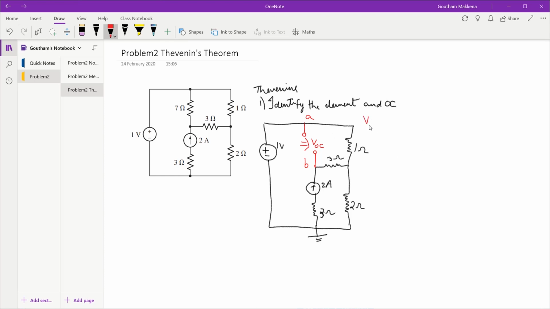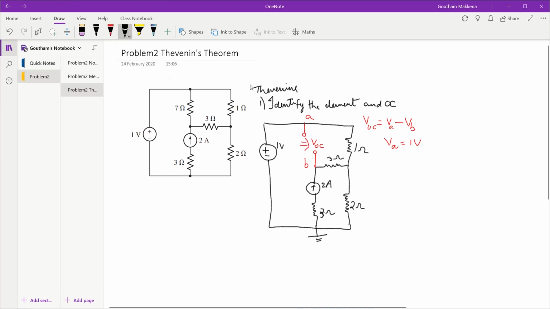So what would be VOC? VOC is nothing but, in this case, VA minus VB. From the problem it is clear that VA is at 1 volt, so VA is equal to 1 volt, and my immediate goal is to find out VB. Once I find VB, I would have found VOC if I subtract it from VA. Now this is my circuit to work on. Remember, we always remove the element. Once we identify the element through which the current is required, we remove it and then proceed with the redrawn circuit.